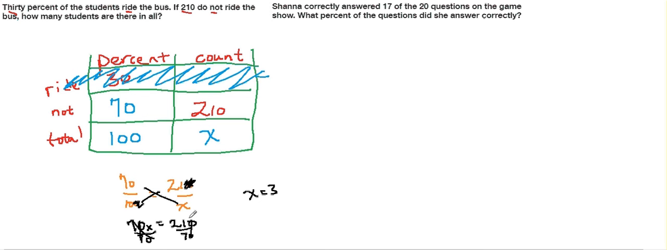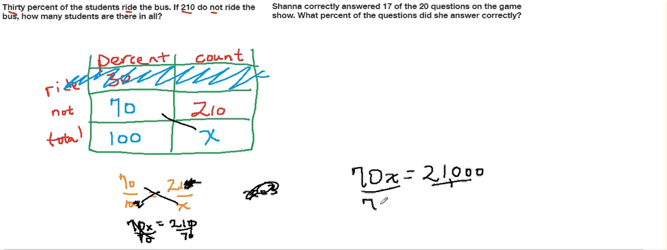hold on, something's wrong here. 70 times x is 70x. 210 times 100, maybe I shouldn't have crossed out the zeros here. 70x, 210 times 100 technically is 21,000.